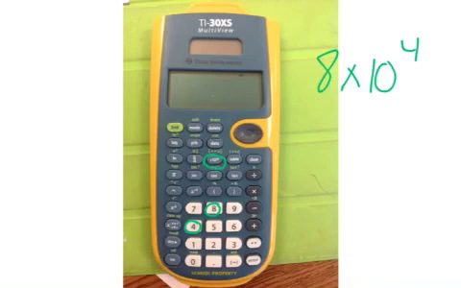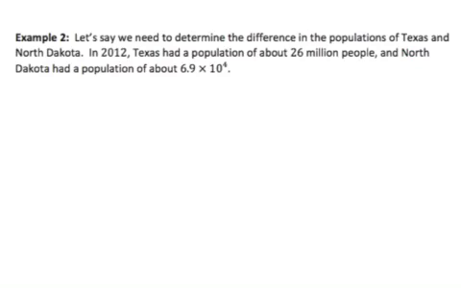Okay, so for this example, the first thing I need to do is rewrite 26 million in scientific notation. So if I do that, I would have 26 million.